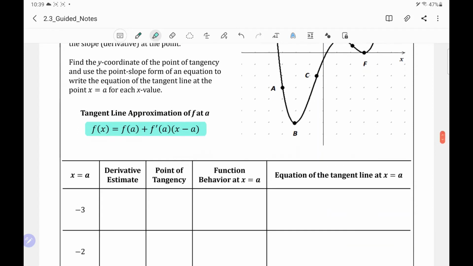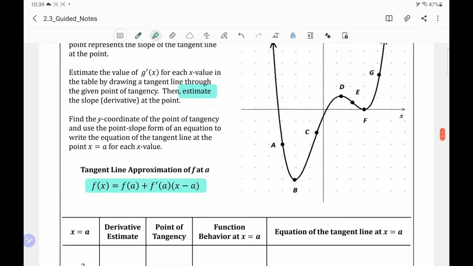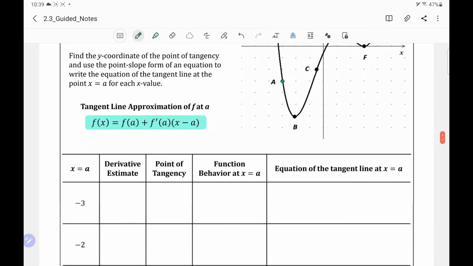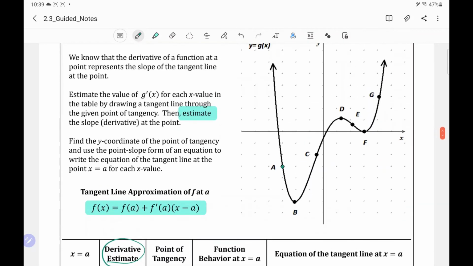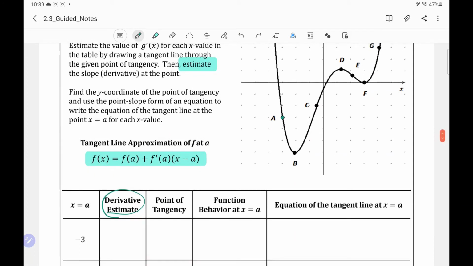So here's what you're going to do. X equals a. It says x is -3. So you come to the graph, -3. They're talking about point A. So you need to use a straight edge to draw in the line of tangency, and then estimate what is the slope of that line. The derivative estimate, remember the derivative is right here. We know that the derivative of a function at a point represents the slope of the tangent line at the point. So where it says to get the derivative estimate, it means to find the slope.